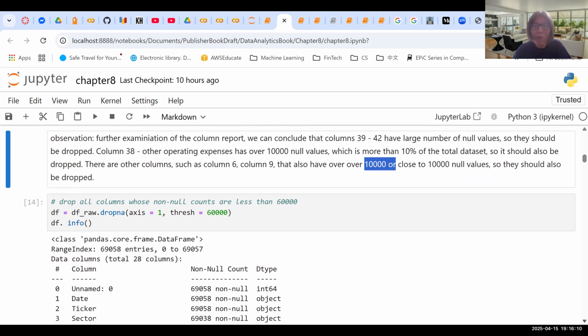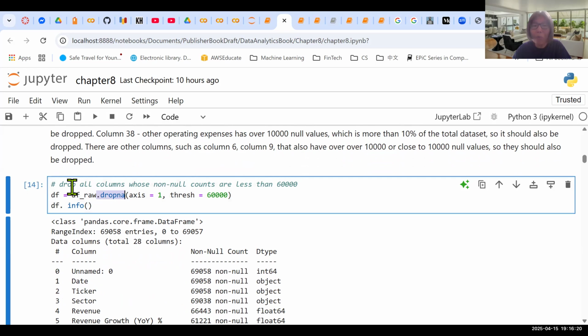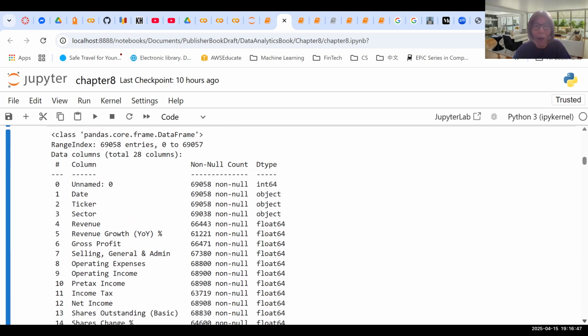After examining and making this decision, we can call dropna to drop the columns with null values over 10%. We can set the threshold when we do the dropna, and you specify axis equals 1, which means columns. After we drop those, we can examine again. After this, you can see the total columns dropped from 43 to 28. So quite a number of columns got dropped.